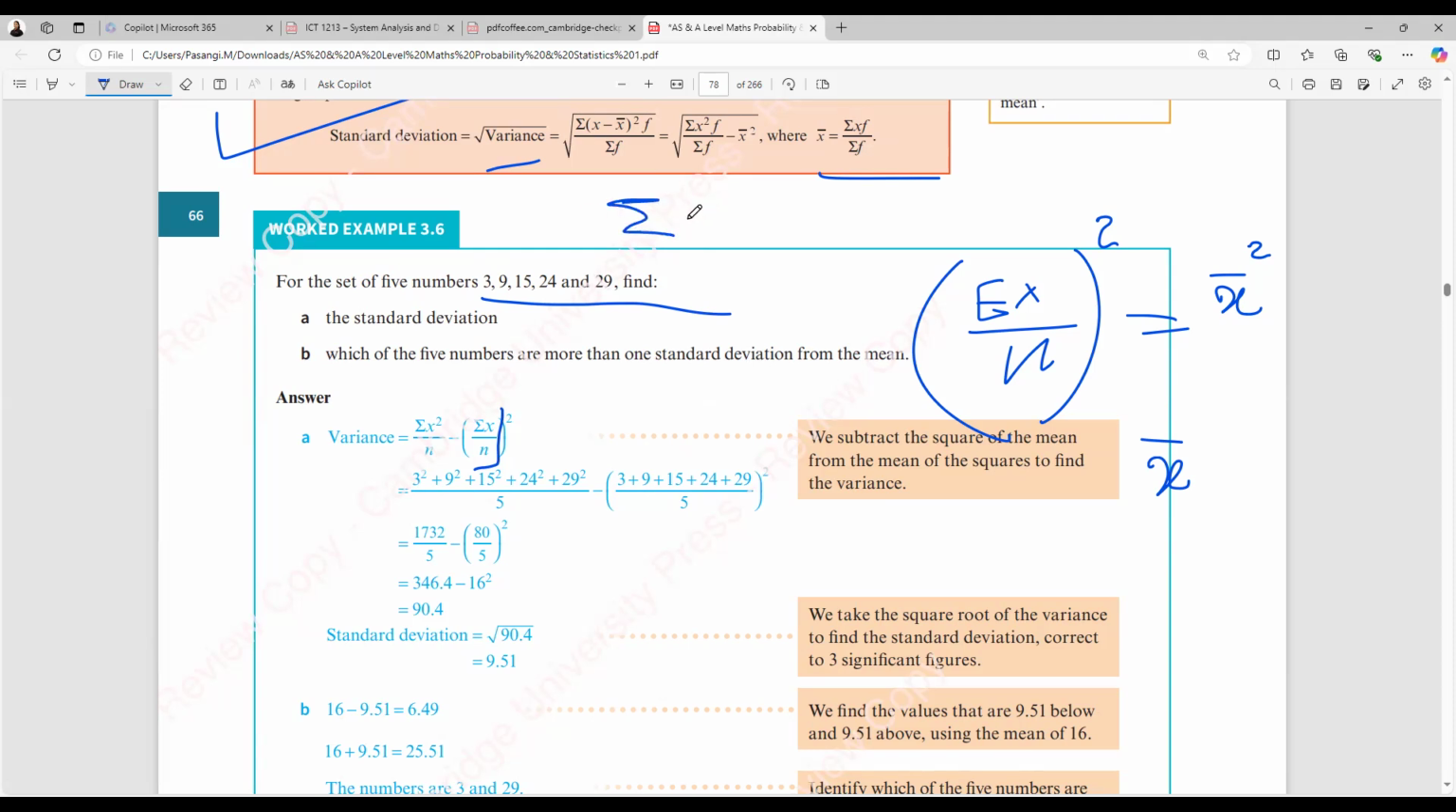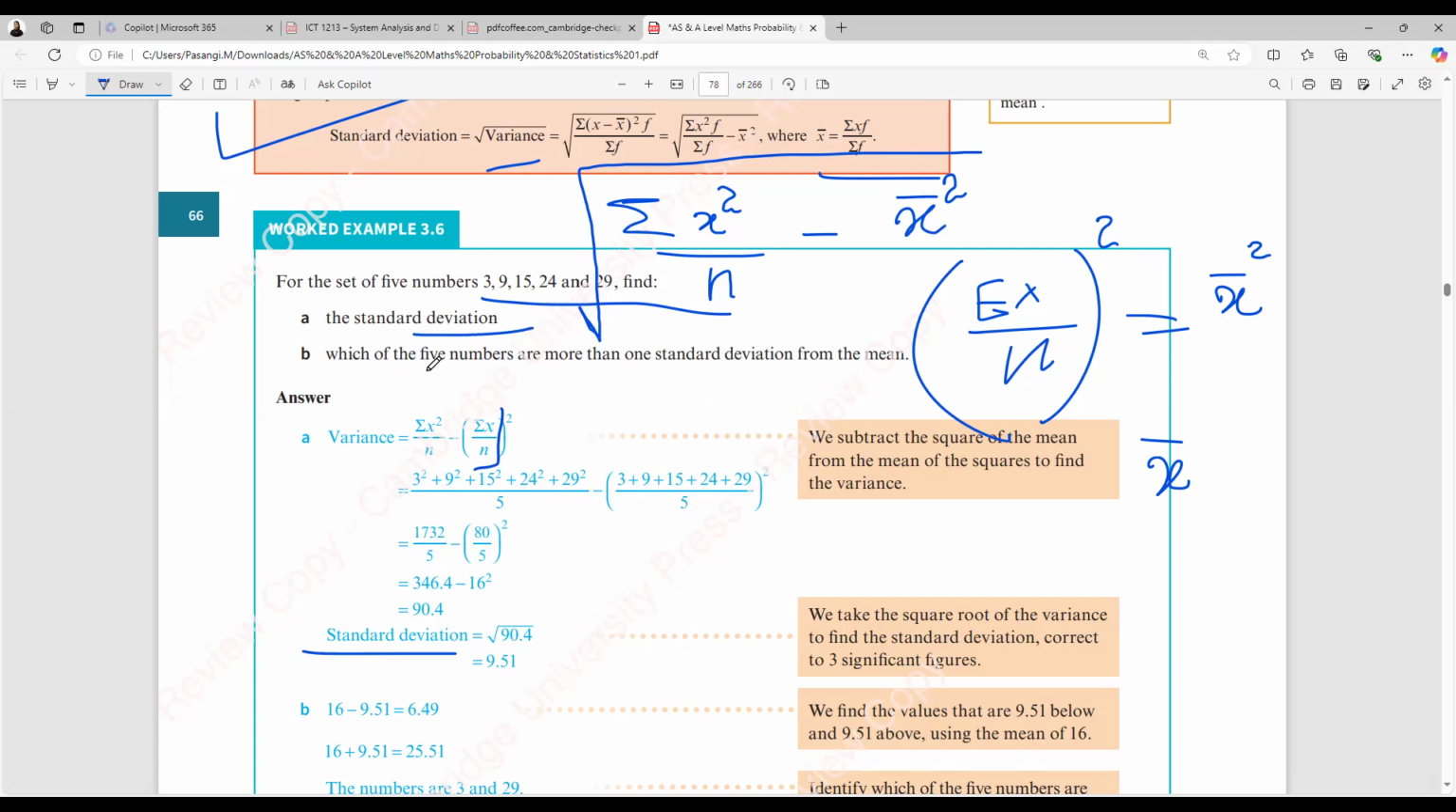What is the final equation? That is the summation of the x squared values divided by the number of elements, minus the square of the mean of the given data set. That's how we calculate the variance. Then to find out the standard deviation, what can we do? We can take the square root of the complete thing and find out the standard deviation. That's how we calculate the standard deviation.